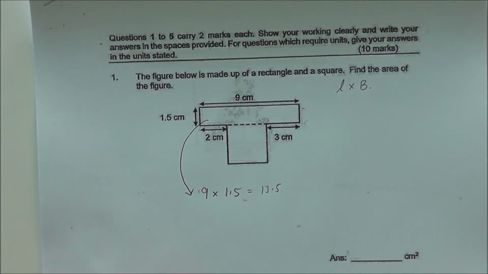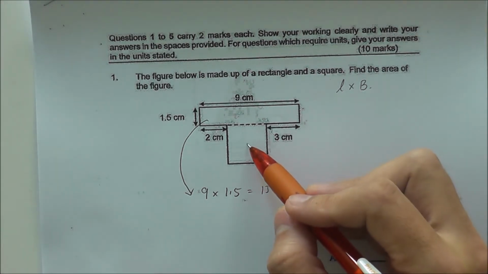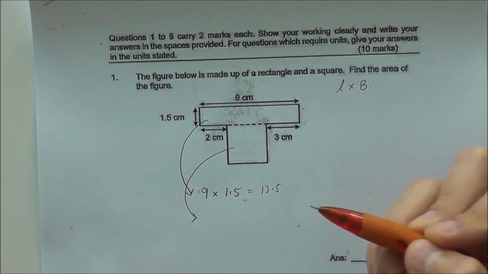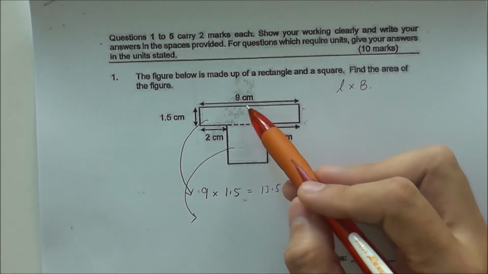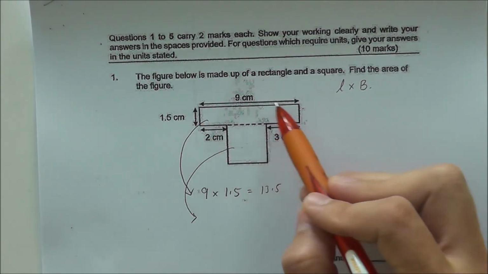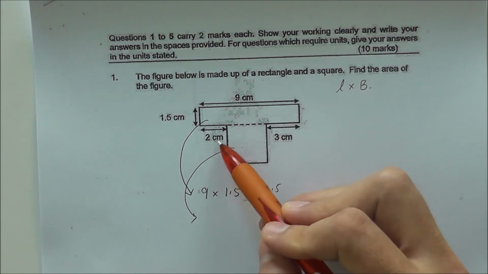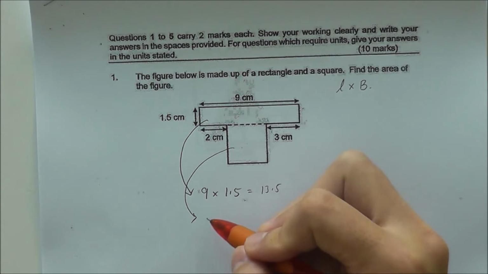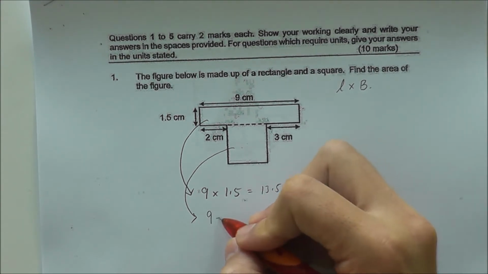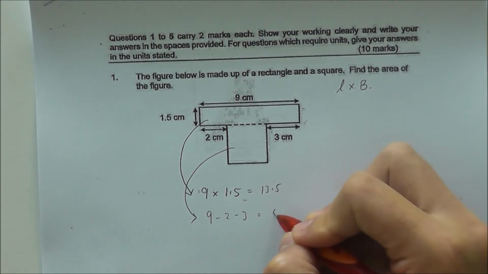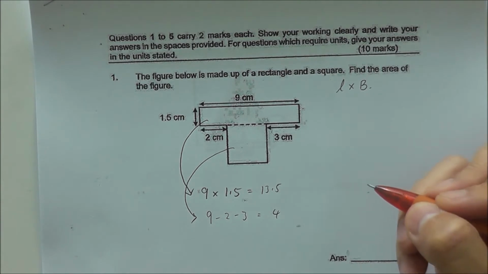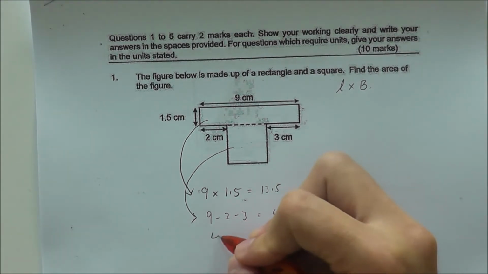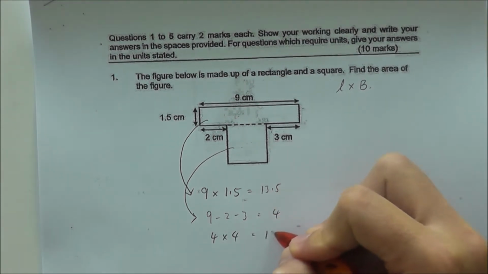Okay, then next, we want to find the area of the square. So how do we find the area of the square? We need the length, but we are not given the length. But can you see that this whole length here is 9, this is 2, this is 3. So if I take 9 minus 2 minus 3, I can get the length of the square. That would be 4 cm. Okay, and the area of the square will be 4 times 4 equals 16.